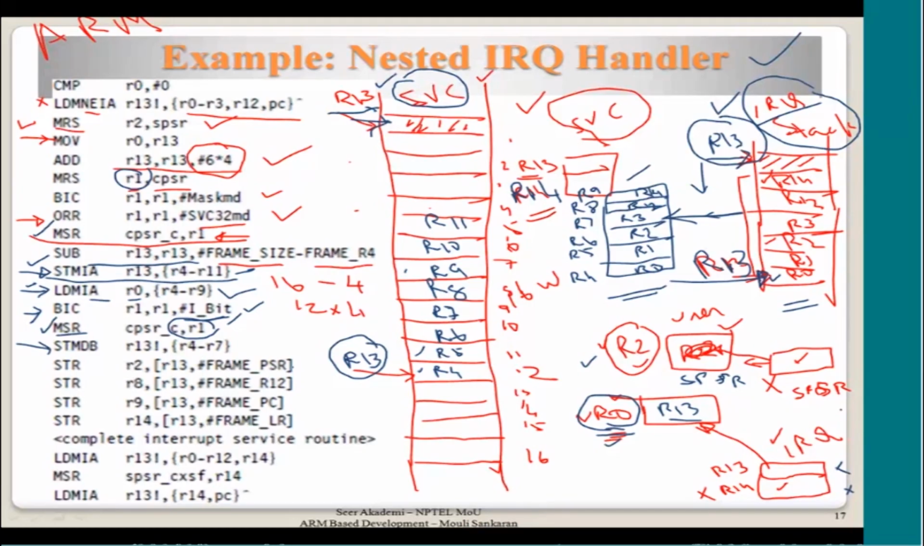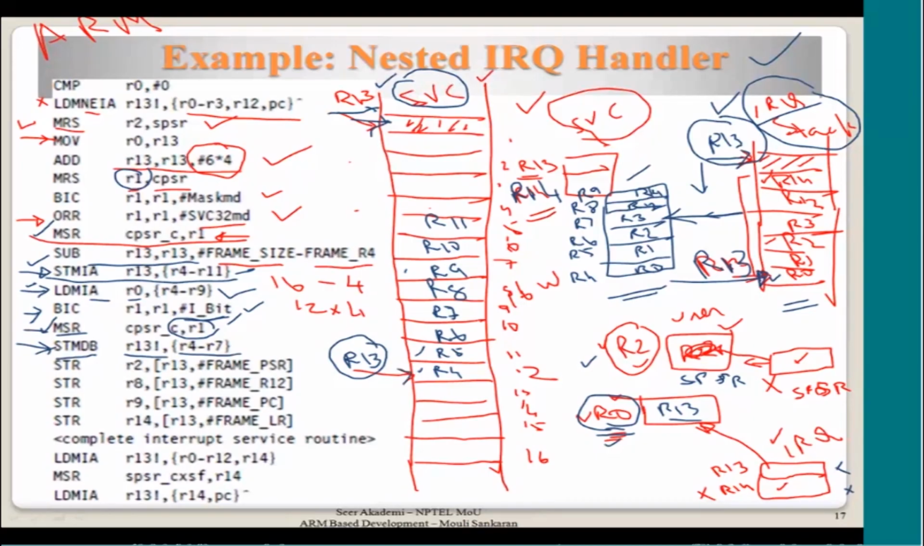Okay, very good. So I hope you understood up to this point now. Okay, now what is this instruction? STMDB R13, R4 to R7. Now STMDB R13, that means R13 is here.